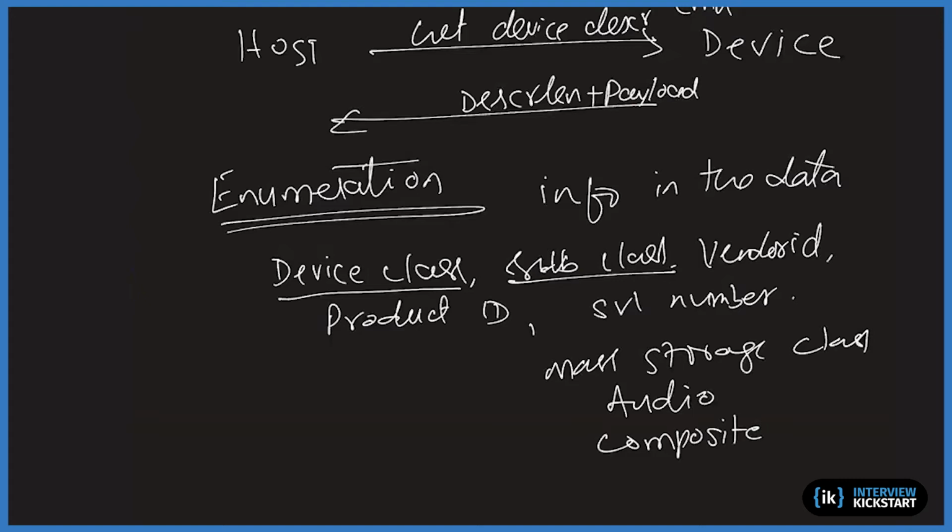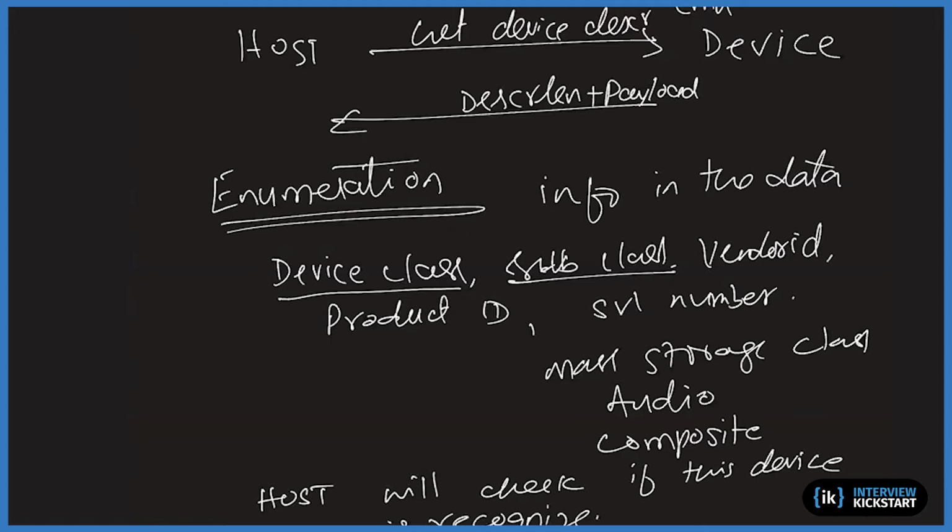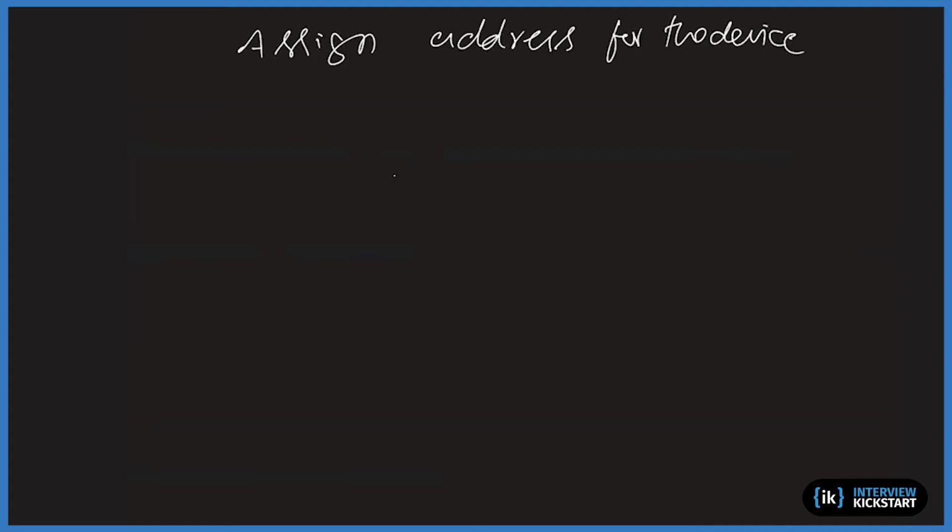Once it gets the response, the host will now know whether this device can be dealt with. It will check if this device is recognized. There are steps to that, and if it is accepted, fine. Otherwise, the OS may prompt the user to install a driver and so on. This is the check that is done. And once all that is clear, it will assign an address for that device. That is part of the enumeration step.